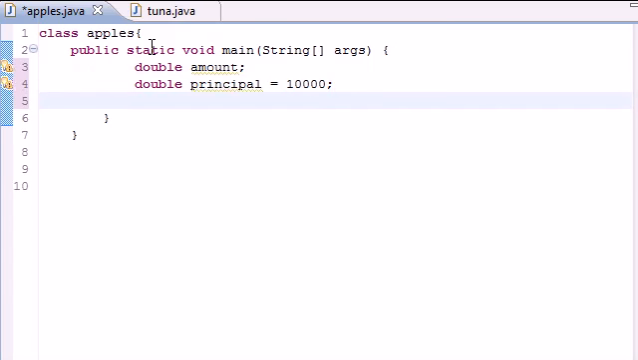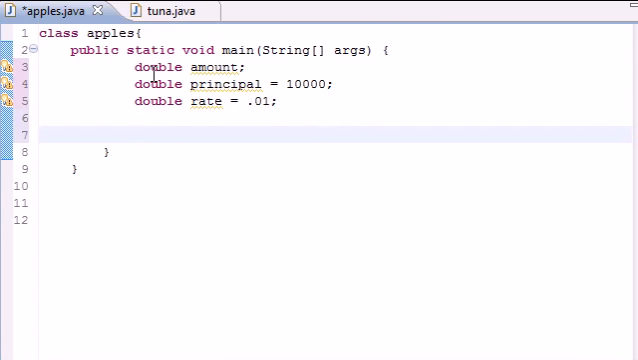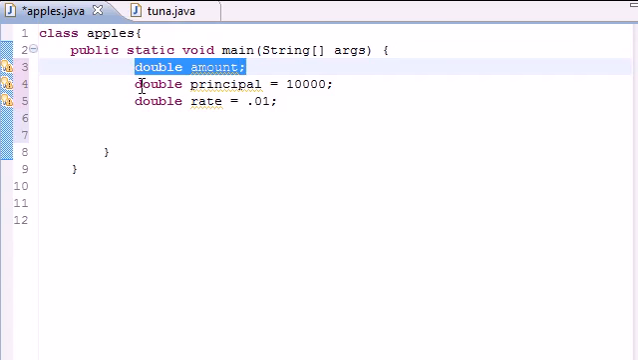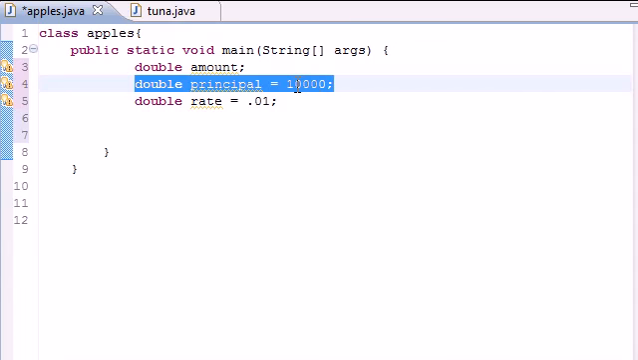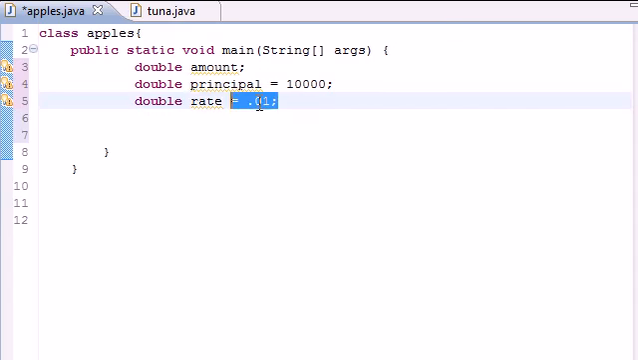10000. So we have the amount and the principal, and the last thing we need is the rate. So double rate equals 0.01, since I'm gaining subscribers at 1% a day. Now that we have the amount, which we're solving for, the principal, the value that I'm starting with, and the rate, 1% a day, we can go ahead and make a for loop to build this program.